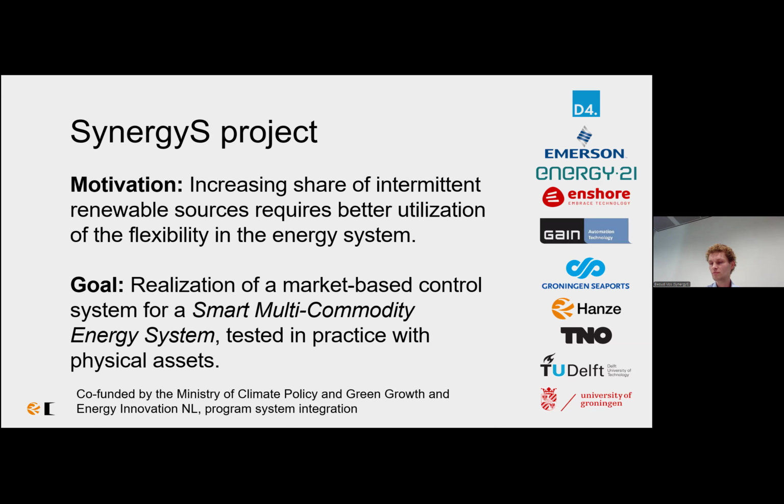And the energies that we have been looking at is two different types of clusters that I will briefly touch upon in the next slides. On top of actually realizing this prototype, we have done some tests in practice using the physical assets from two field labs that we have here in the Netherlands.